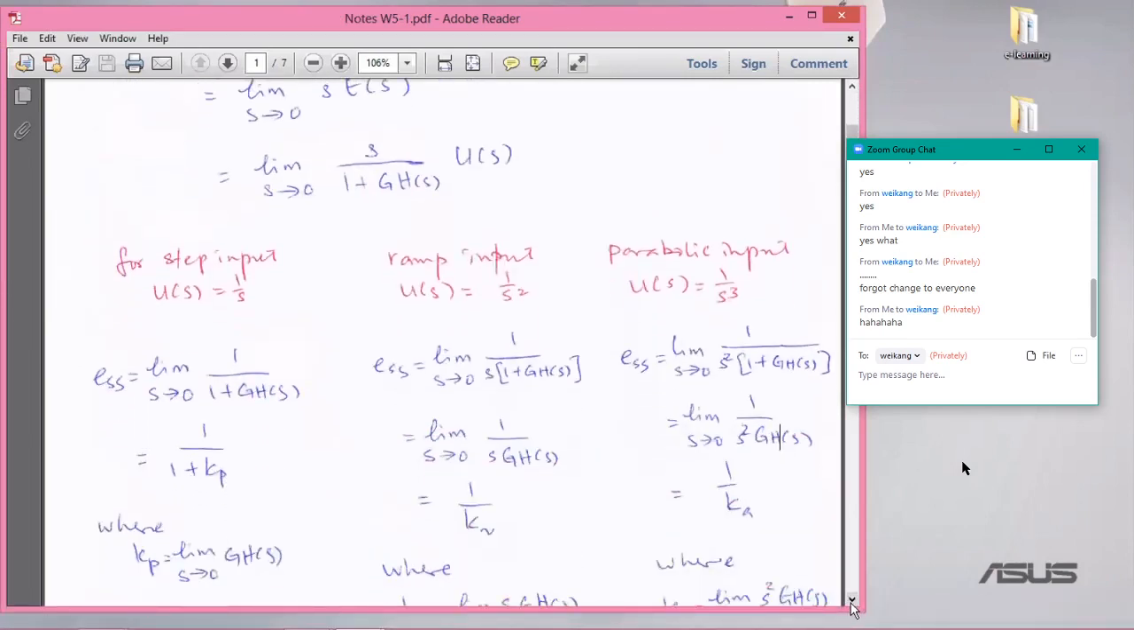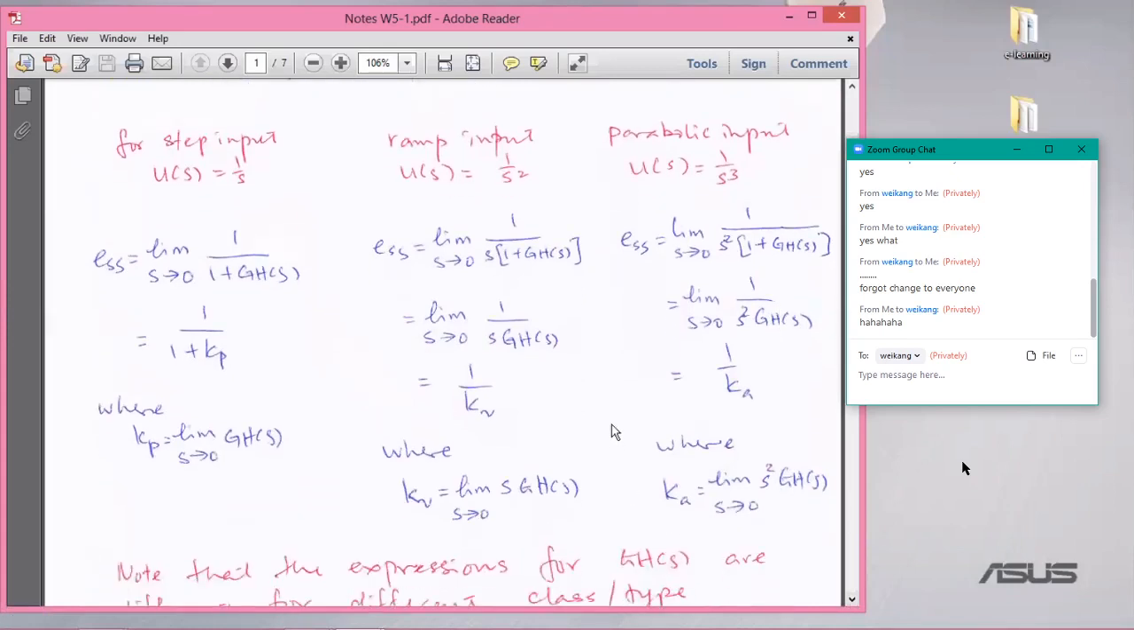So the steady state error will depend on the type of input. If you have identified the input, then you can take any of these expressions to evaluate the steady state error. The steady state error also, if you see here, Kp, Kv, and Ka, which is the displacement error constant, velocity error constant, acceleration error constant, is a function of the open loop transfer function GH of s. It depends on GH of s.